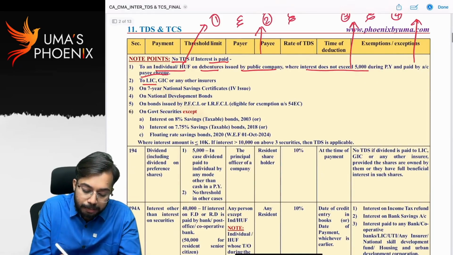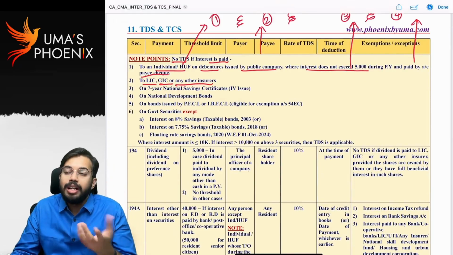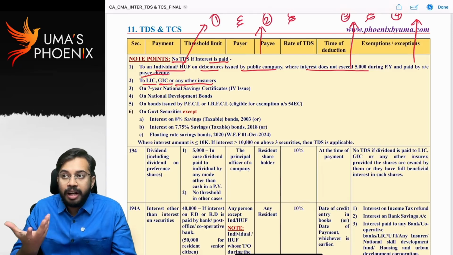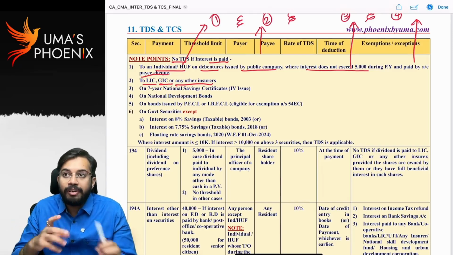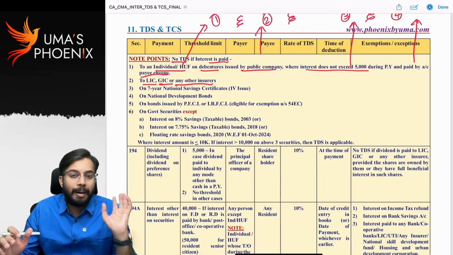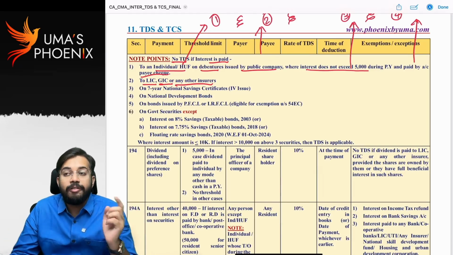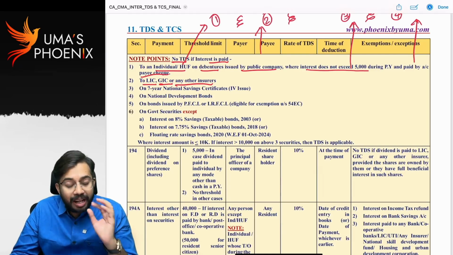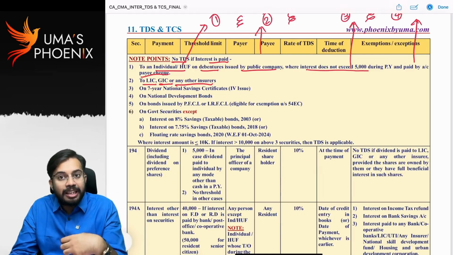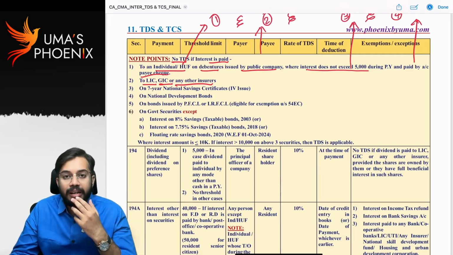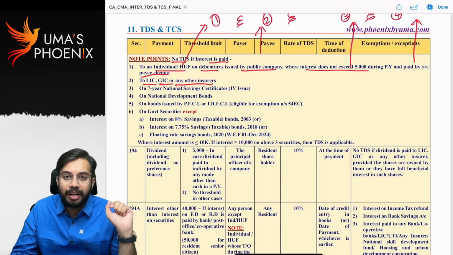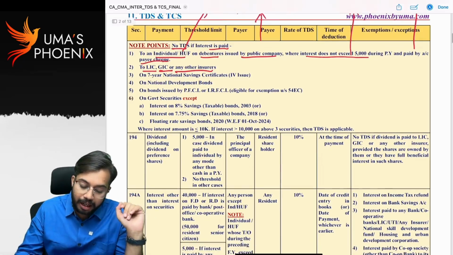Next, if interest is paid to LIC, GIC or any other insurer. See, LIC takes money from us, the premium amount, and invests that amount in debentures or securities of various companies. So those companies will pay interest to LIC. If the recipient of interest is LIC, GIC or any other insurance company, TDS is not required to be deducted. A special exemption is given from TDS.